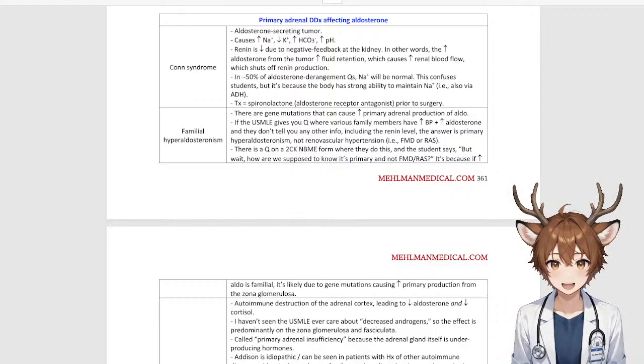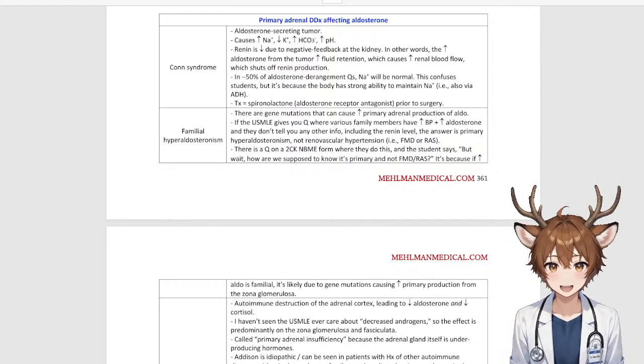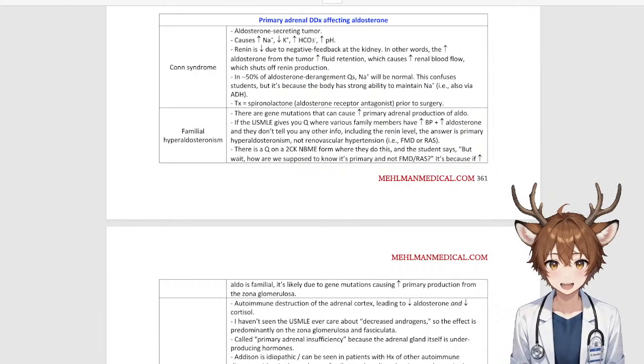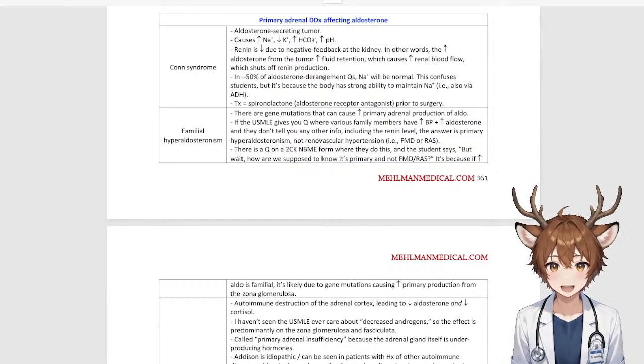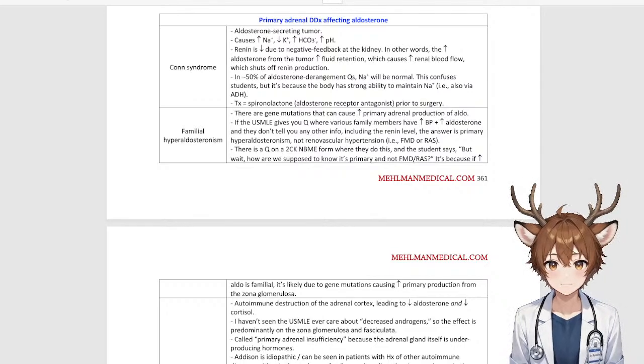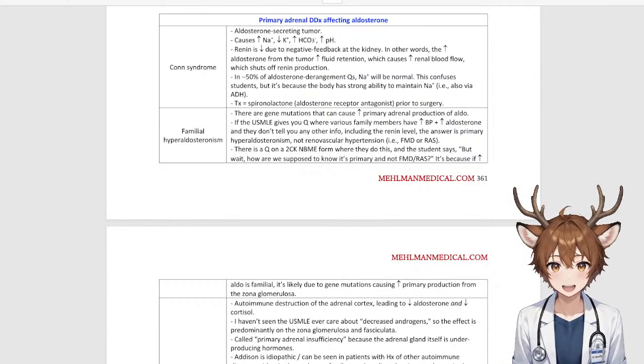There is a question on a 2CK NBME form where they do this, and the student says, but wait, how are we supposed to know it's primary and not FMD or RAS? And it's because if elevated aldosterone is familial, it's likely due to gene mutations causing elevated primary production of aldosterone from the zona glomerulosa.